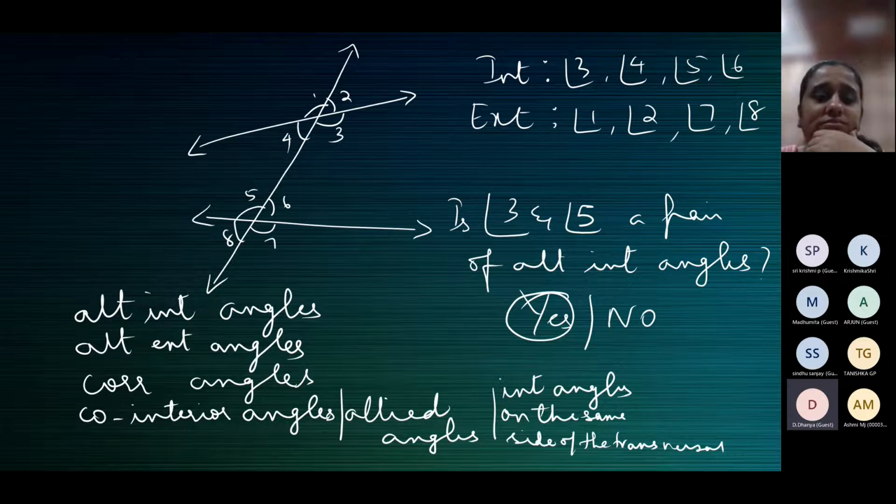And then there are 4 pairs. Angle 1 and angle 5. Angle 2 and angle 6, ma'am. Yeah. So these are the 4 pairs of corresponding angles: angle 1 and angle 5, angle 2 and angle 6, angle 4 and angle 8, angle 3 and angle 7.